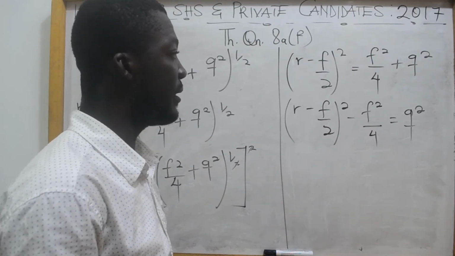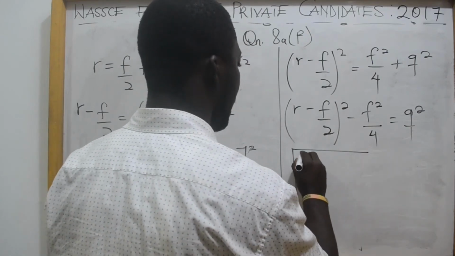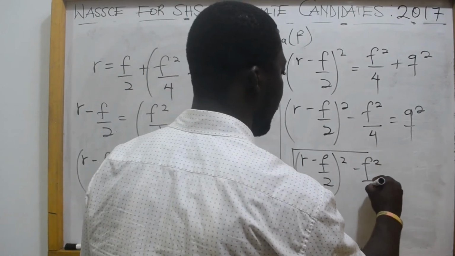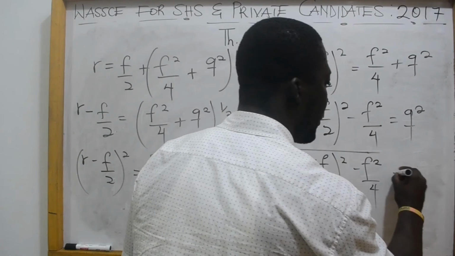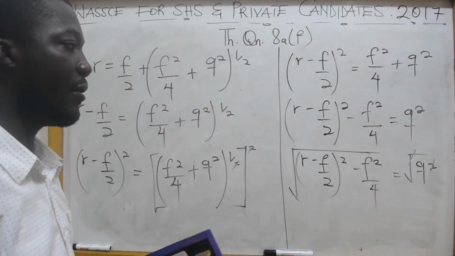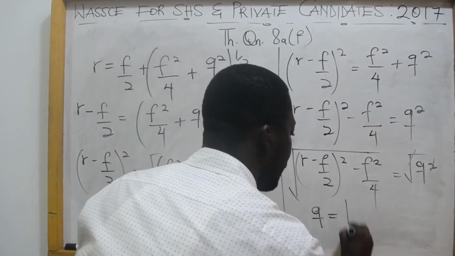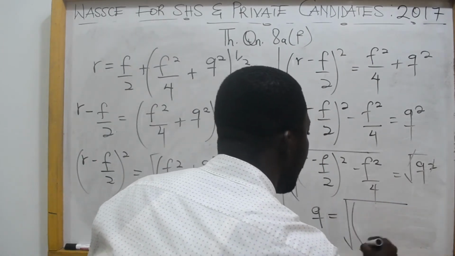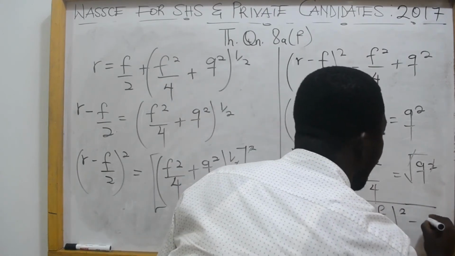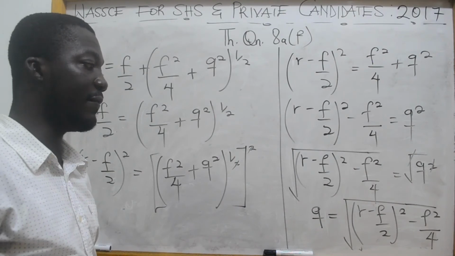To find Q, we take the square root of both sides. We are going to get square root of R minus F over 2 all square minus F squared over 4, all of them under one square root, is equal to square root of Q squared. And the square root will take care of the square. Finally, our Q is equal to square root into bracket R minus F over 2 all square minus F squared over 4, and that is the value for Q.